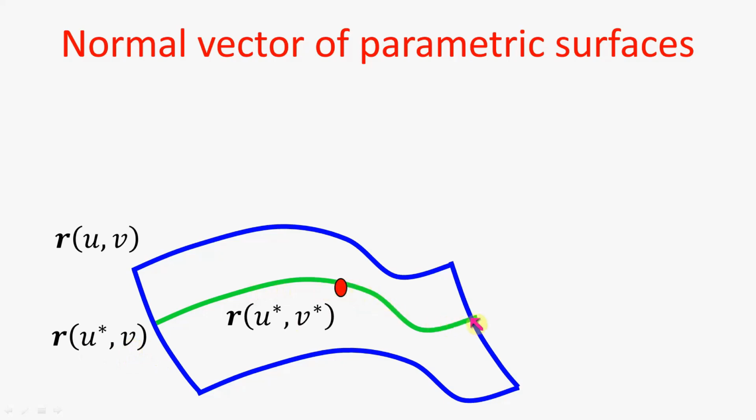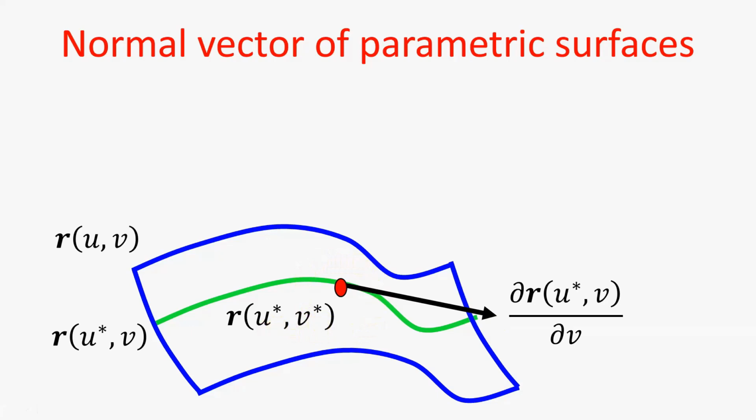We know that the velocity of a motion is always tangent to the path of the motion. The velocity is the time derivative. Now, the role of the time is played by parameter v, so we have to take the derivative of the surface function with respect to v. And the result is a vector which is tangent to the curve, so it is in the tangent plane of the surface at point identified by parameter pair u star and v star.